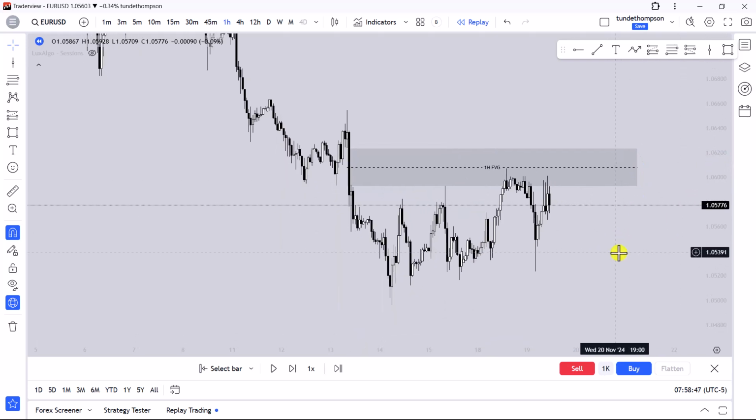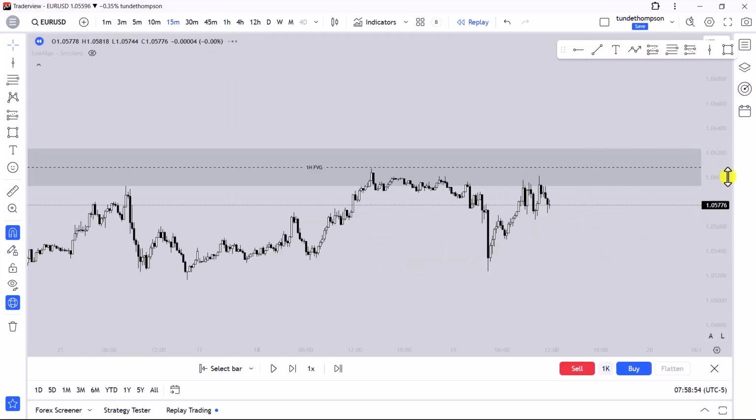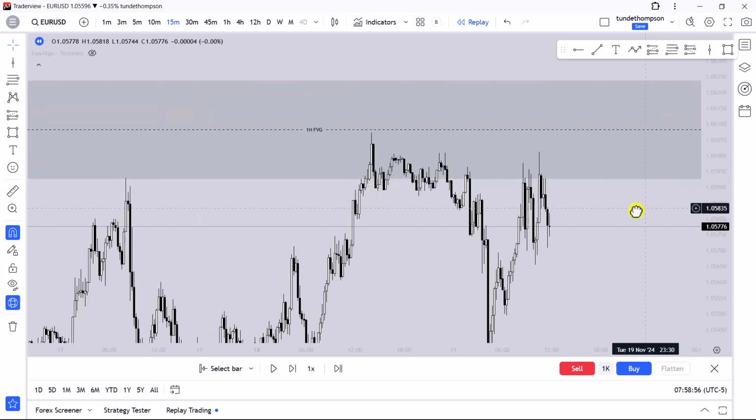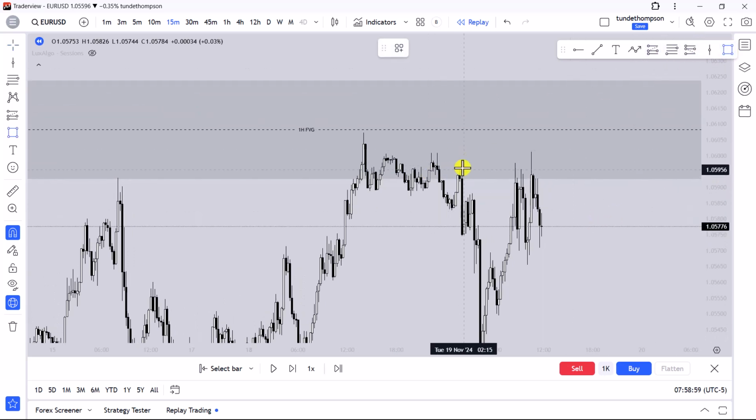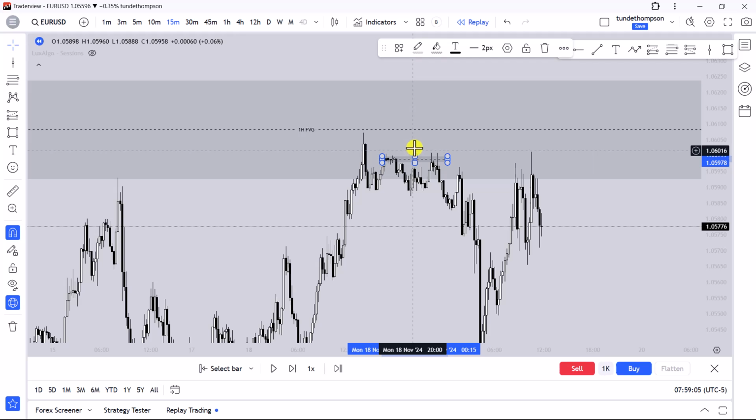After having the 1 hour fair value gap, what can I see again? For me to be able to see anything, or depending on who you are, maybe I just need to go into a lower time frame. And right here, we can see that liquidity is building here. Liquidity is being built in all this zone here. There is no clear high.